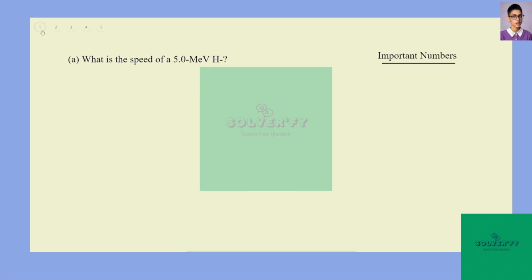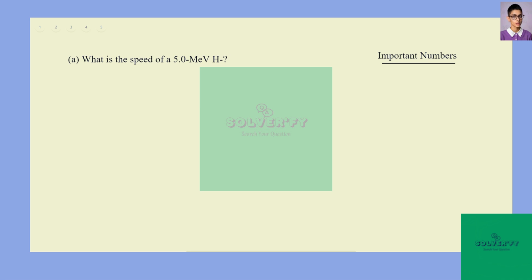Part A asks us to find the speed of a 5 electron volt hydride ion. We can write this as H minus. So H is going to denote the atomic mass, and the minus denotes the electron charge. So there are two things we need to identify here: what information the problem is giving us, and what they're asking for. The cyclotron starts with a linear accelerator stage called an injector.